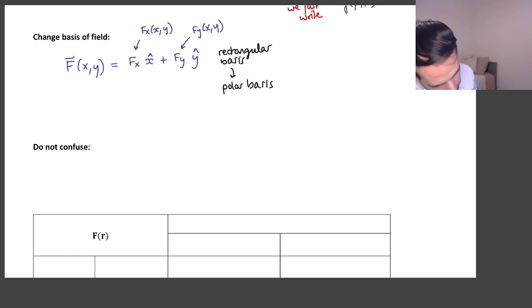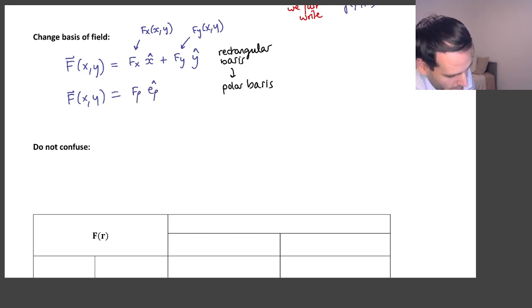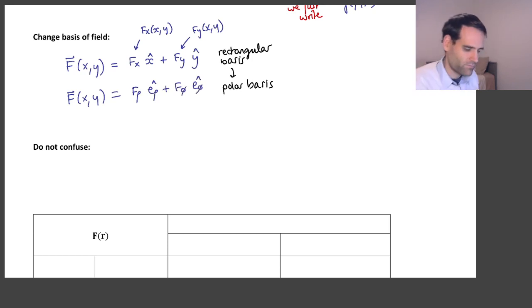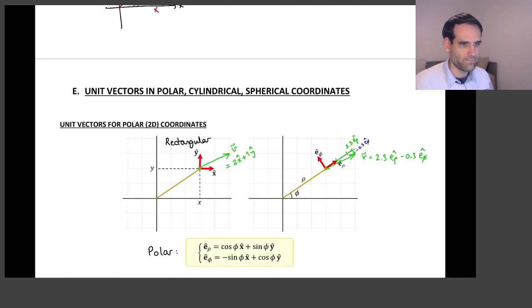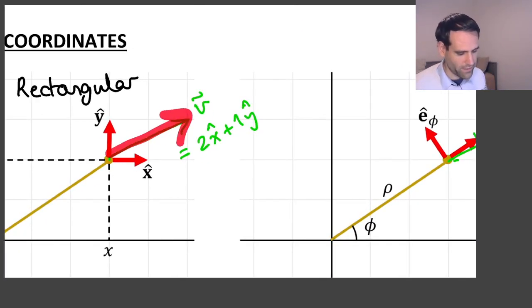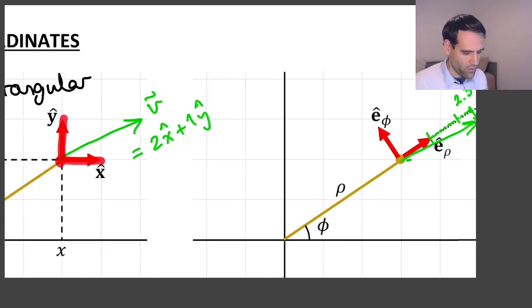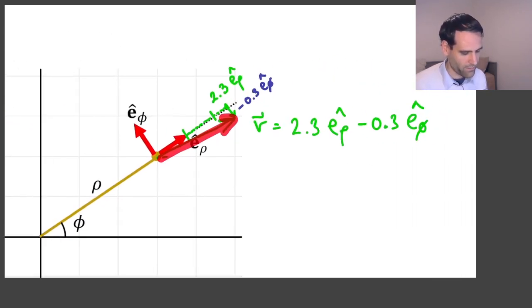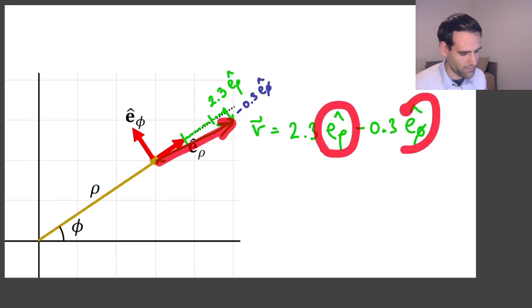So what is our aim? Our aim is to write this same field in polar basis. So we want f_rho times e_rho hat plus f_phi times e_phi hat. Okay? So remember what that meant. I had an example here. So I have a vector, and I can either write it as 2x hat plus 1y hat using the x hat, y hat basis, or this same vector, I can write it using e_rho hat and e_phi hat.